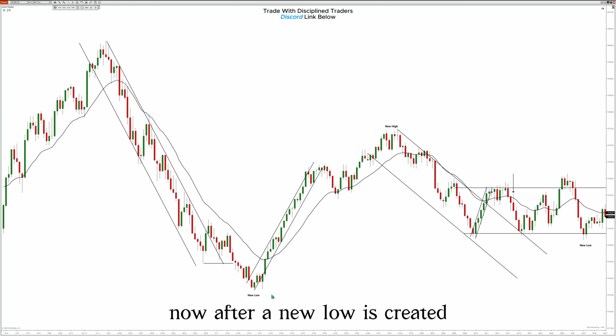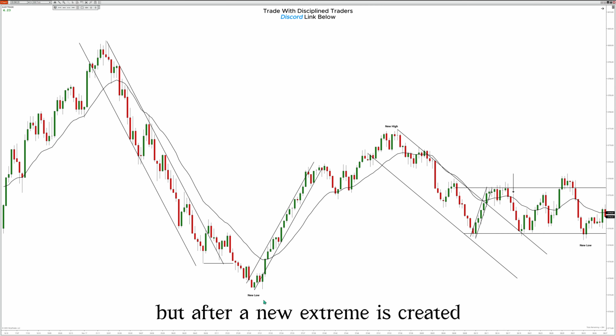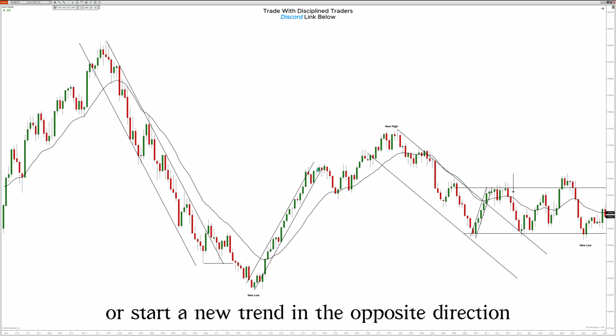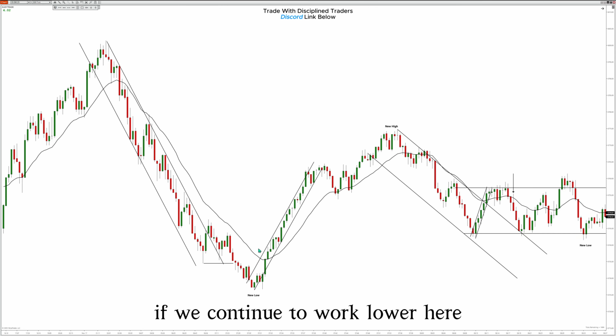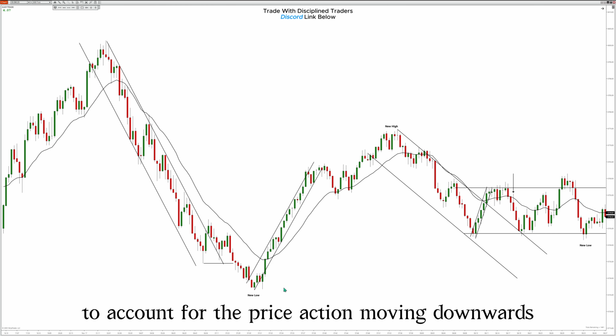Now after a new low is created, the same thing can happen for an uptrend as well. But after a new extreme is created, new low or new high, you can expect correction or reversal. So after new low, you can expect it to go sideways or start a new trend in the opposite direction. If we continue to work lower here, you can start to look for some kind of wider channel to account for the price action moving downwards.